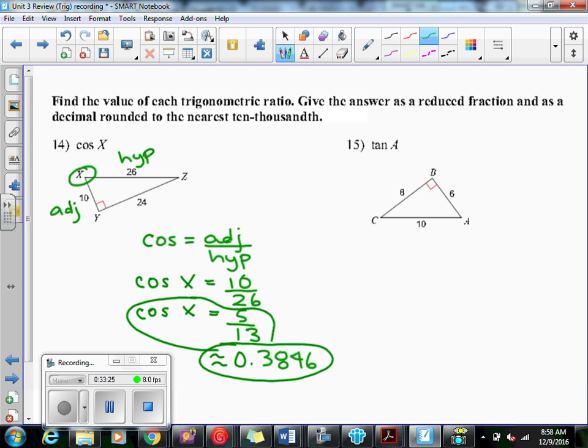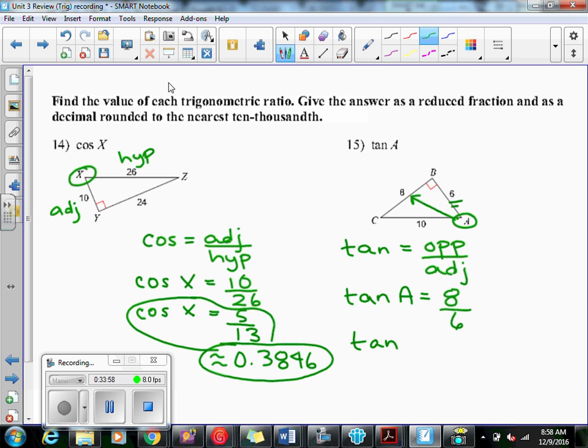for number 14. Number 15, very quickly, the tangent of angle A. Remember, tangent is equal to opposite leg divided by the length of the adjacent leg. So if they want the tangent of angle A, the leg opposite angle A is over here, and it's 8. The leg adjacent to angle A is right here, it's 6. This can be reduced, so the tangent of A is going to equal 4/3.